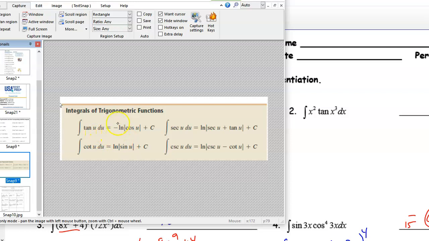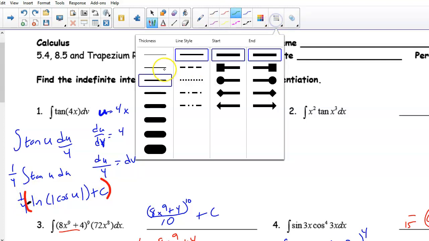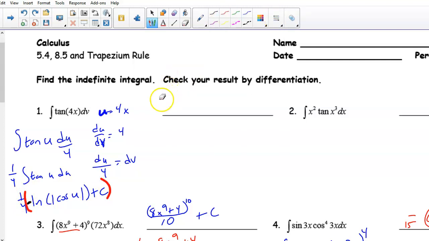Oh, I forgot my negative. This is why you got to have your chart. So there's your negative right there. So negative ln absolute value cosine of u. All right, so this should be a negative right here, which means that is going to be negative. Put the negative out front, so negative 1/4 ln of the absolute value of cosine of u plus c. All right, there we go right there.